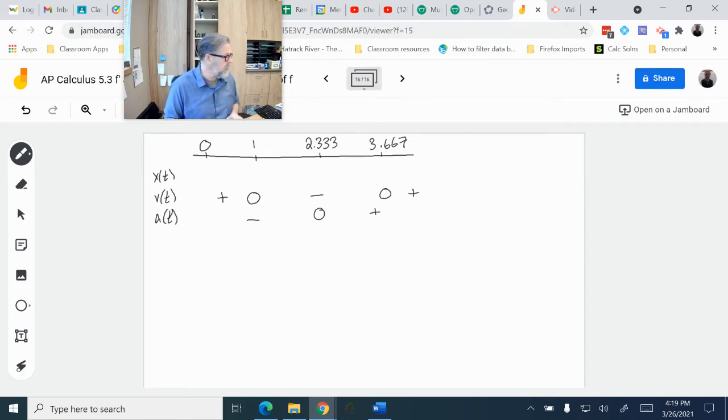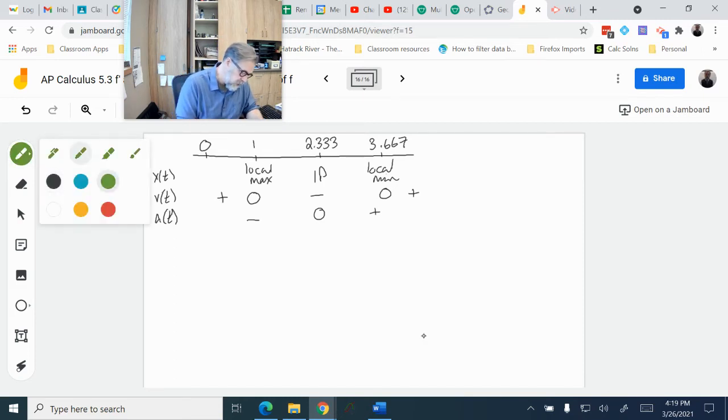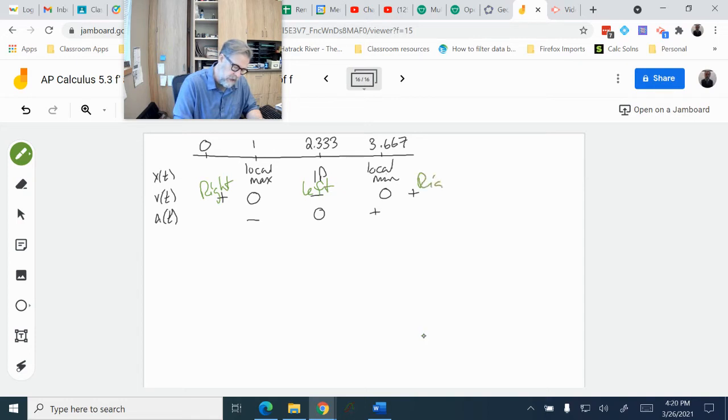So what do I see here? Well, immediately I can see that I have a local maximum right here at x equals 1 because the first derivative changes from positive to negative. I have a local minimum right here, and I have an inflection point right here. But what does this mean? What this means is that my particle is moving to the right, and then it moves to the left, and then it moves back to the right again.